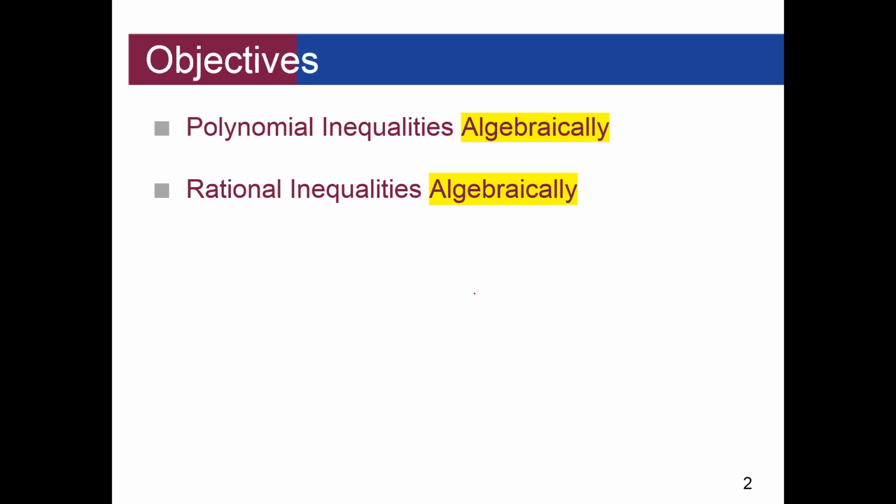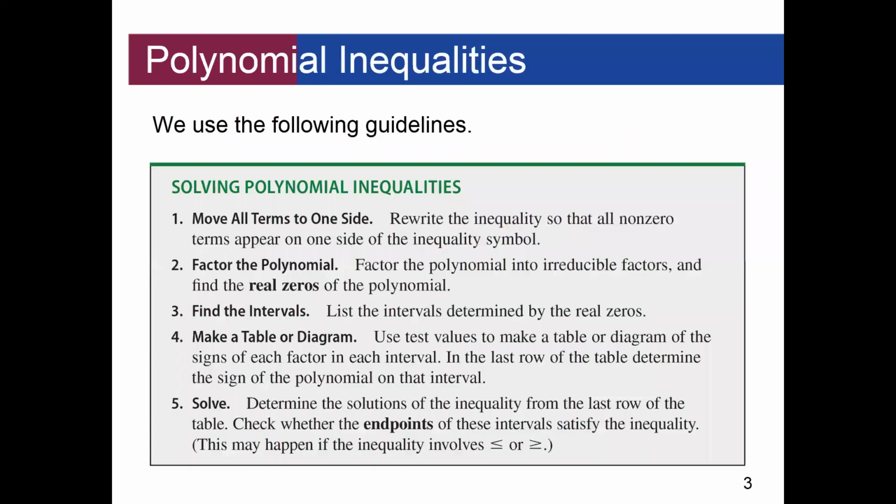We did part of that in class yesterday, but to make the video complete, I'm going to start from the beginning. To solve a polynomial inequality, we go through the following steps. Step one, you move all terms to one side and rewrite so that it follows the order of a polynomial. You factor into irreducible factors and find the real zeros of the polynomial. And then from that, you get what we call the intervals.